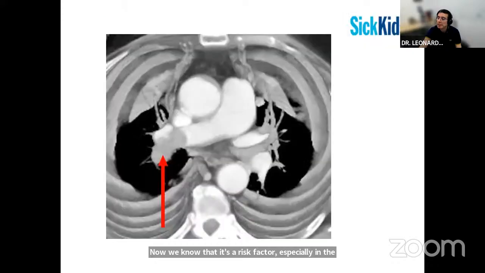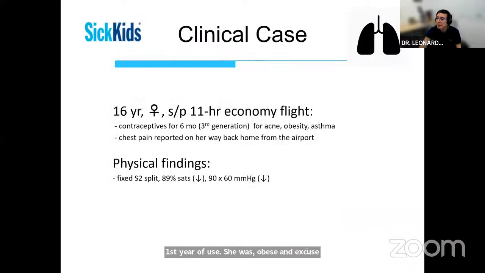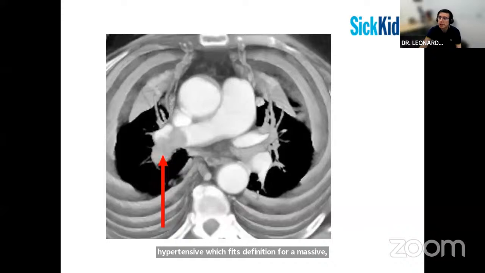She was obese and had asthma, but she comes at the end of the flight with chest pain, goes straight from the airport to the emergency room, and she did have findings suggestive of increased pulmonary pressures with a fixed split second sound and low oxygen saturation in room air, and she was becoming hypotensive, which fits the definition for a massive pulmonary embolism, or now high-risk pulmonary embolism. And needless to say, she had a filling defect with occlusion of a main pulmonary artery.